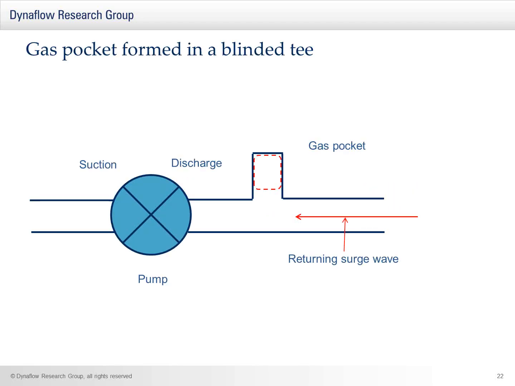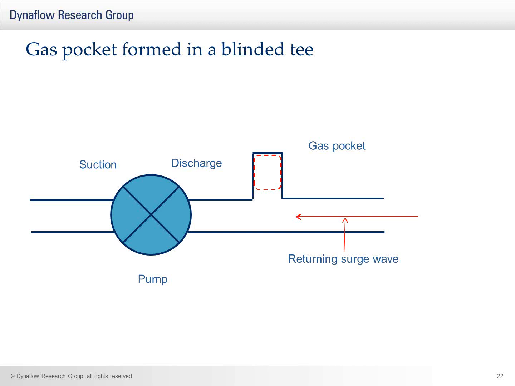The gas pocket formed in a blinded T on the discharge side of a pump. When the pump was tripped, the fluid moved away from the pump and then returned. The returning surge wave had a pressure in excess of the pressure of the gas pocket in the blinded T, and that meant the fluid accelerated into the gas pocket and was stopped at the end of the blinded T, which led to a large pressure peak.